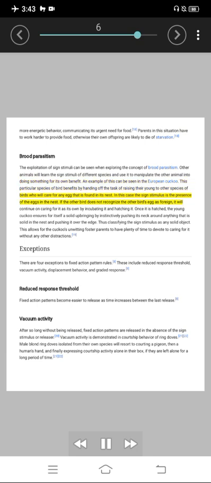In this case, the sign stimulus is the presence of the eggs in the nest. If the other bird does not recognize the egg as foreign, it will continue caring for it as its own by incubating it and hatching it. Once it is hatched, the young cuckoo ensures for itself a solid upbringing by instinctively pushing its neck around anything that is solid in the nest and pushing it over the edge, thus classifying the sign stimulus as any solid object. This allows the cuckoo's unwitting foster parents to have plenty of time to devote to caring for it without any other distractions.